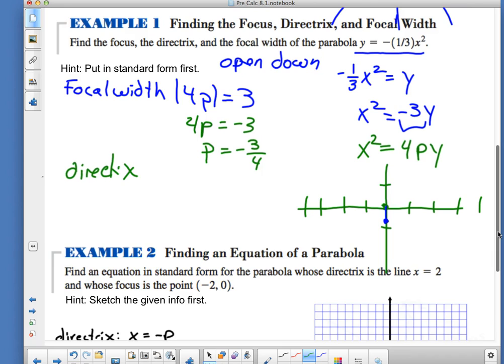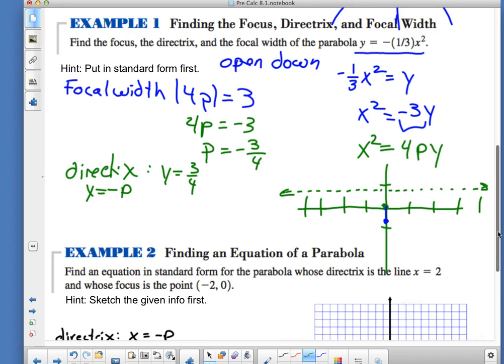Now remember, the directrix is, in this case, a horizontal line. Y equals the opposite of P. Well, in this case, it's y equals 3/4. So I've got a directrix going across here. And I want you to get in the habit of putting the directrix in as a dotted line. Okay? So I've got my directrix in.